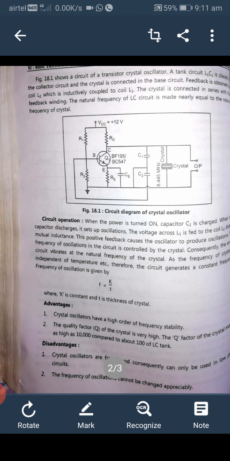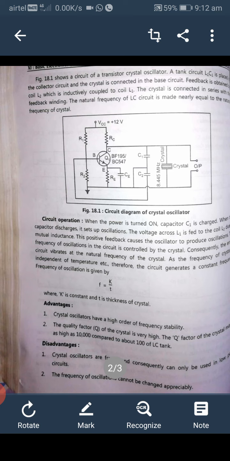Frequency of oscillation is given by f = K/T, where K is a constant and T is the thickness of the crystal. Advantage of this circuit: crystal oscillators have a high order of frequency stability. The quality factor Q of the crystal is very high. The Q factor of the crystal may be as high as 10,000, compared to about 100 for an LC tank.